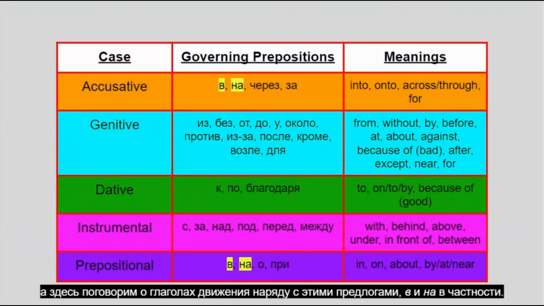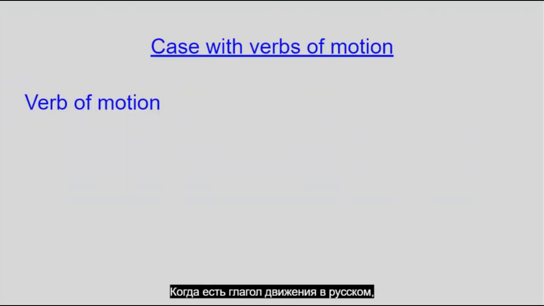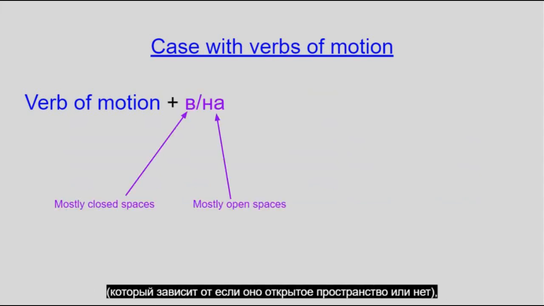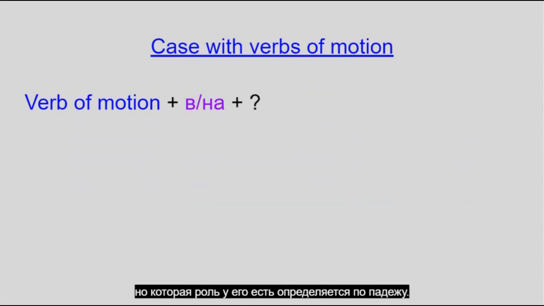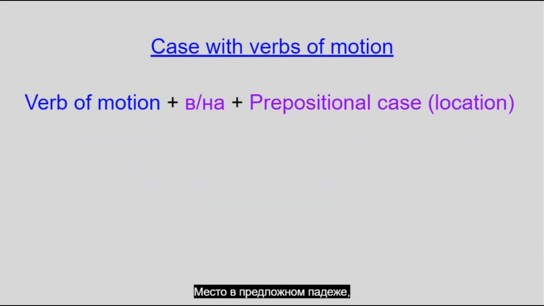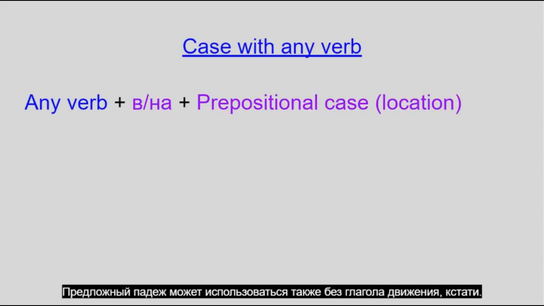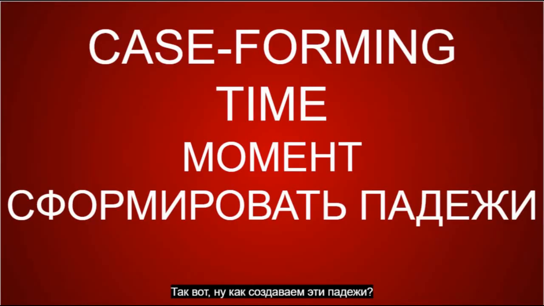here's where we talk about the verbs of motion along with these prepositions, v and na in particular. When there's a verb of motion in Russian, the destination and the location both take one of these two prepositions, which one depends on if it's in open space or not, but which role it has is determined by the case. The location is in the prepositional case, while the destination is in the accusative case. The prepositional case can also be used without a verb of motion, by the way. Anyway, so now how do we make these cases?